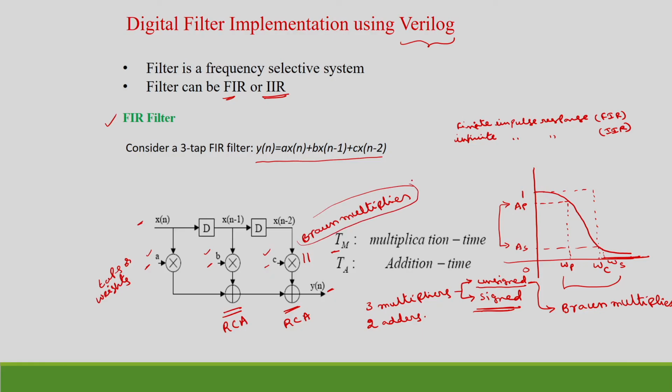You write down the Verilog code, then Verilog code for the RCA, then Verilog code for this delays, which are D flip flops. This I already have discussed in the earlier lectures, this also I have already discussed. Okay. So, now we will discuss about the Braun multiplier here, and then we will instantiate this D flip flop, Braun multiplier and RCA to implement the final FIR filter. Okay. So, to start with this, we will first discuss about the Braun multiplier.